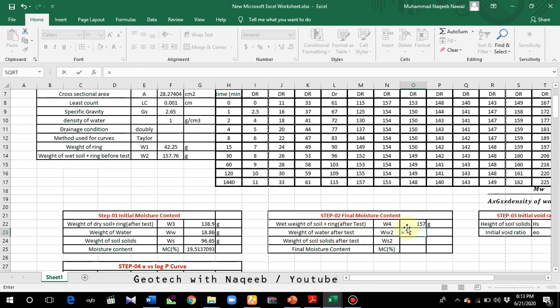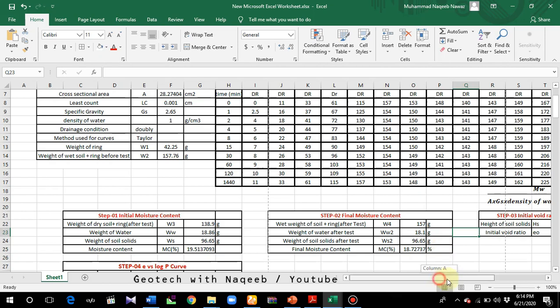So if I subtract this minus the dry weight of the soil plus ring, here I will obtain the weight of the water, 18.1 gram. Now the weight of the soil solids after the test, as I told you, will be the same, so I will not apply the formula, I will directly choose this value here. Now we'll find out the moisture content, that is this divided by this, bracket close, into 100. Yes, so this is the final moisture content. It is in percentage, while here it is in gram value.